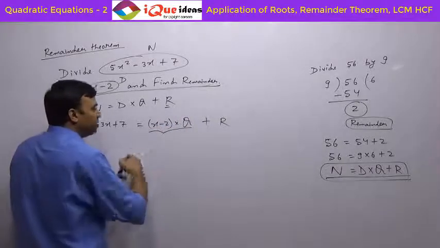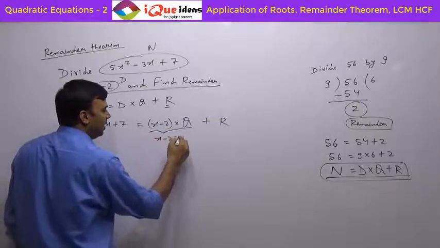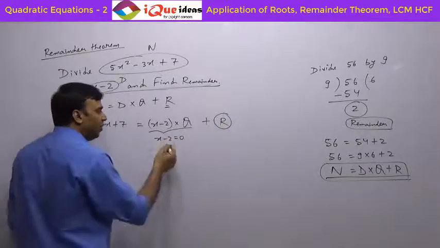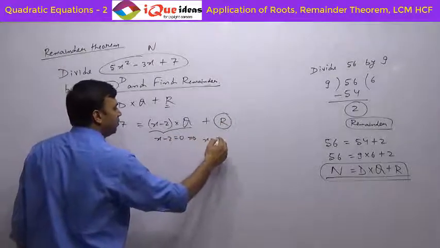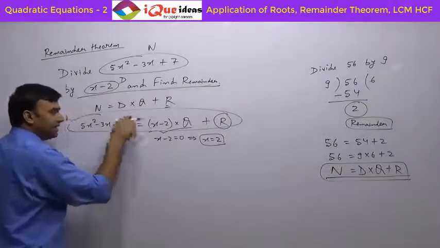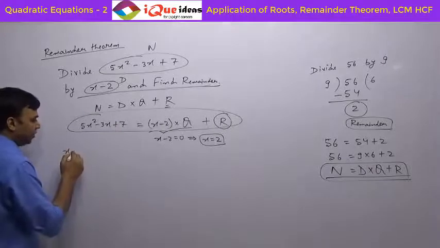So if I put x minus 2 equal to 0, I'll get my required remainder. Now to put x minus 2 equal to 0, what do we need to do? We need to put x equal to 2. To find the required remainder, put x equal to 2 in this entire expression. So if I put x equal to 2, what will happen?